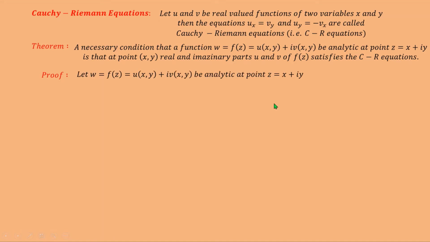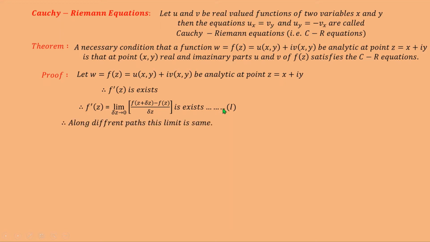Let w is equal to f of z is equal to u of xy plus iv of xy be analytic at point z is equal to x plus iy. And therefore, as that function is analytic, its derivative at z exists, means f dash z exists. And we know f dash z means limit delta z tends to 0, f of z plus delta z minus f of z upon delta z exists. As this limit exists, means limits along different paths are the same. And so here we have to consider two paths, along a real axis and imaginary axis.